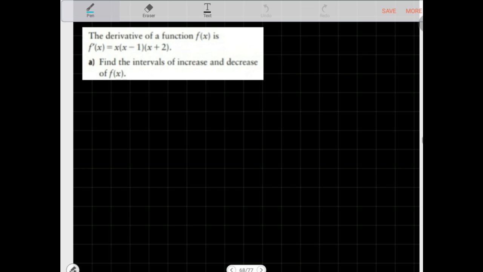Okay, the derivative of a function f of x is f prime of x is equal to x times x minus 1 times x plus 2. Find the intervals of increase and decrease of f of x. So in this case, we want to first figure out critical points.